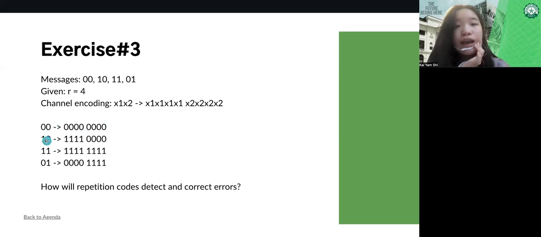And then the second one is 1, 0. So we repeat 1 4 times, so we have 1, 1, 1, 1, and then 0 4 times, 0, 0, 0, 0. And then for 1, 1, we have repeated both 4 times, so we have 1, 1, 1, 1, and 1, 1, 1, 1. And lastly, we have 0, 1, and we repeat it again by 4 times: 0, 0, 0, 0, and 1, 1, 1, 1.